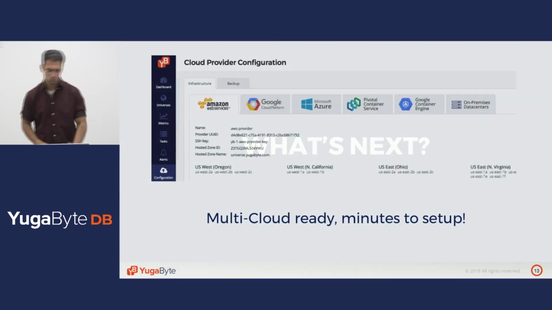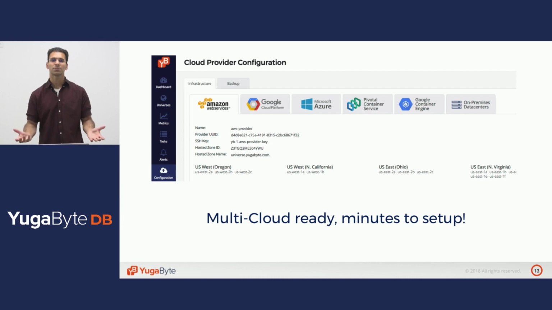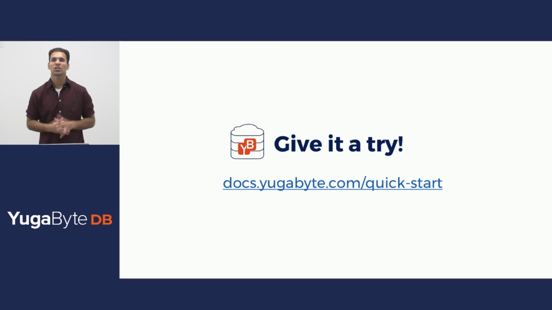Okay, so what's next? The setup that we went through today of setting up a globally distributed multi-region application, you could do that across multiple clouds, and you could repeat the same thing with Amazon. You could do it on-premise, and so on and so forth. YugaWare is multi-cloud ready. It can set up in just a few minutes in your own account. And if you just wanted to try the database, you could give it a try on your laptop by going to our documents, to the Quick Start section.